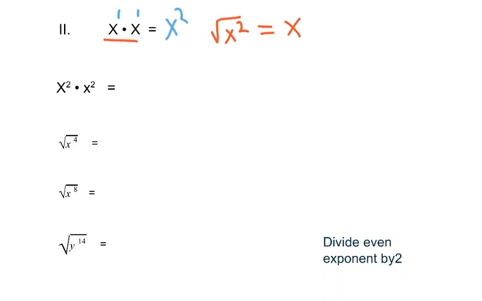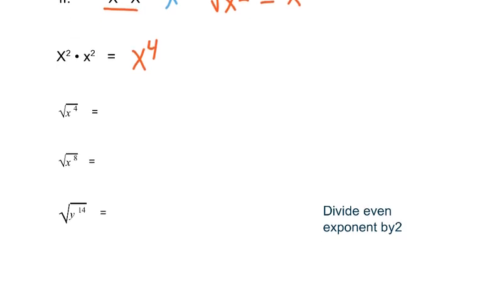So let's take a look at another example. X squared times x squared. You add the exponents because it's multiplication. That is x to the 4th. Well, the next problem says, what's the square root of x to the 4th? Well, remember, it's asking what number times itself. Well, x squared times itself is x to the 4th. So the square root of x to the 4th is x squared.